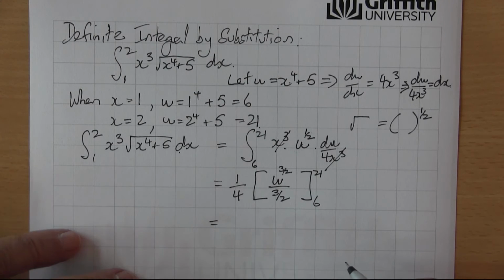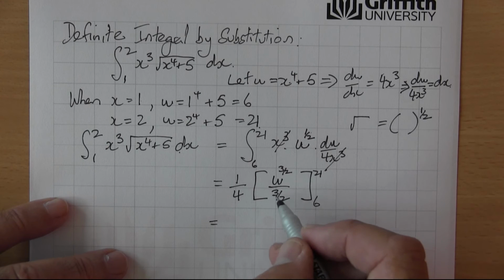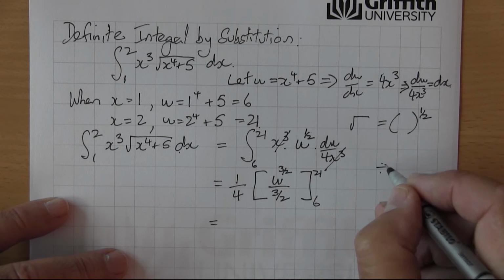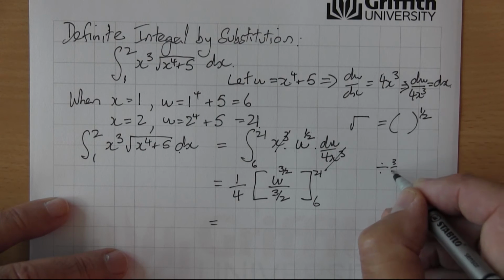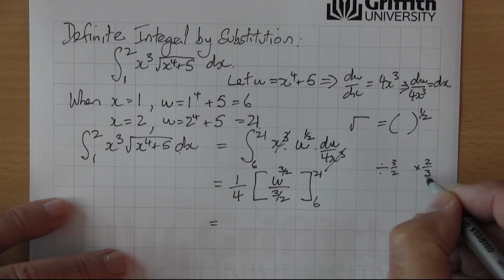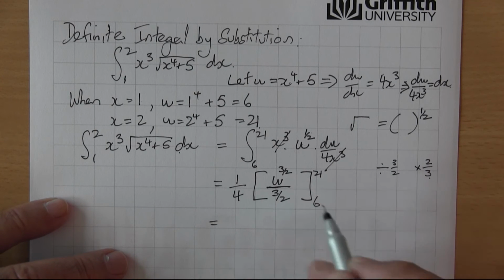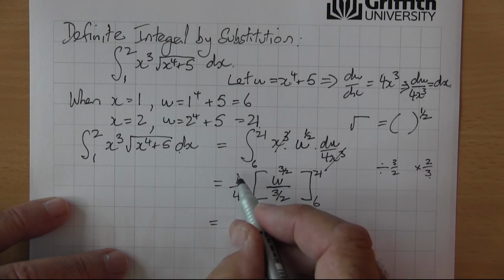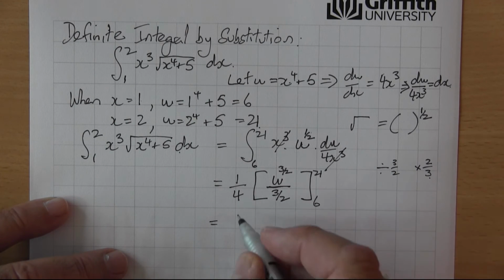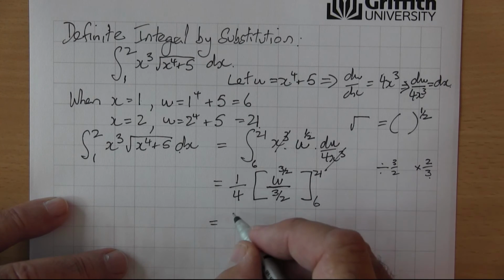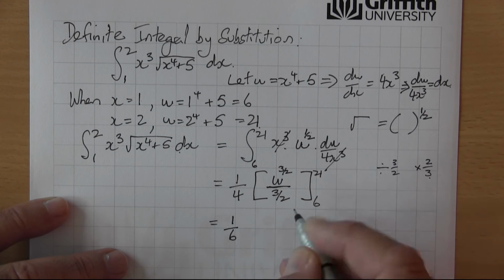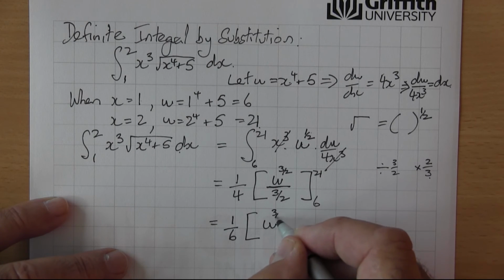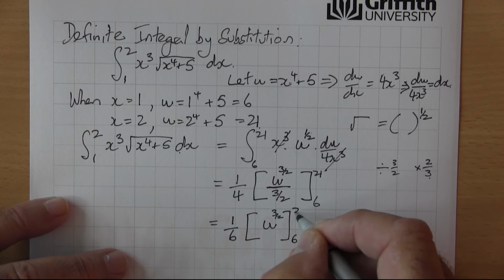So once again, we can take this 3 on 2 to divide by a fraction. So divide by 3 on 2 is the same as multiplying by 2 on 3. So we will get, multiplying by 2 on 3 will come out the front, so you get 2 over 12. 2 over 12 is 1 on 6. U to the 3 on 2, between 6 and 21.